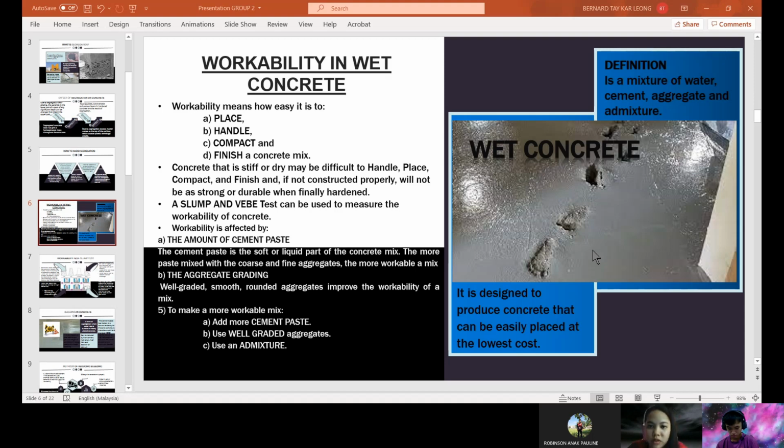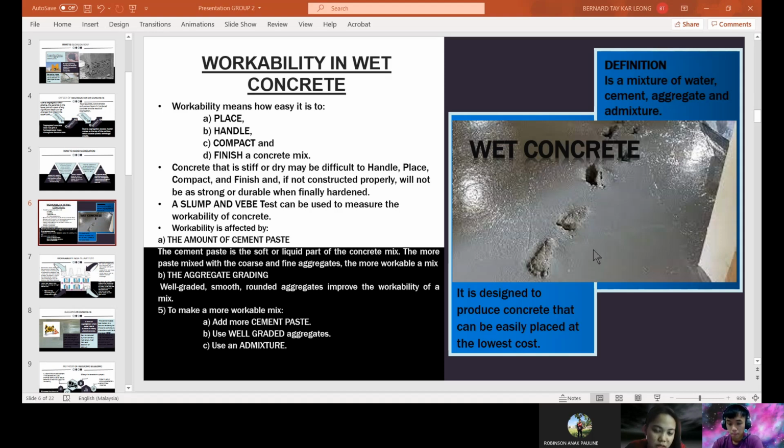The workability of wet concrete. It is a mixture of water, cement, aggregate, and admixture. It is designed to produce concrete that can be easily placed at the lowest cost. Workability means how easy it is to place, handle, compact, and finish a concrete mix. Concrete that is stiff or dry may be difficult to handle, place, compact, and finish, and if not constructed properly, will not be as strong or durable when finally hardened. A slump test can be used to measure the workability of concrete.